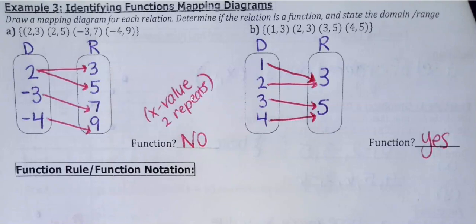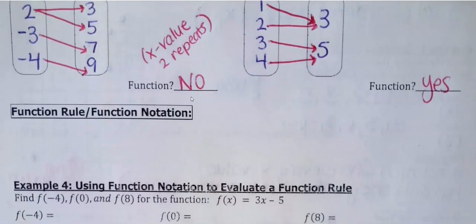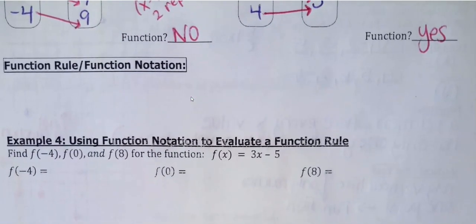Okay, is anybody having a question about the domain and range or determining if it's a function? So we did it from a graph, we did it from a mapping diagram, and now we're going to work on function rules. You might want a calculator for this part. I'm going to use mine up here, but you might want one just to make this go a little bit faster.